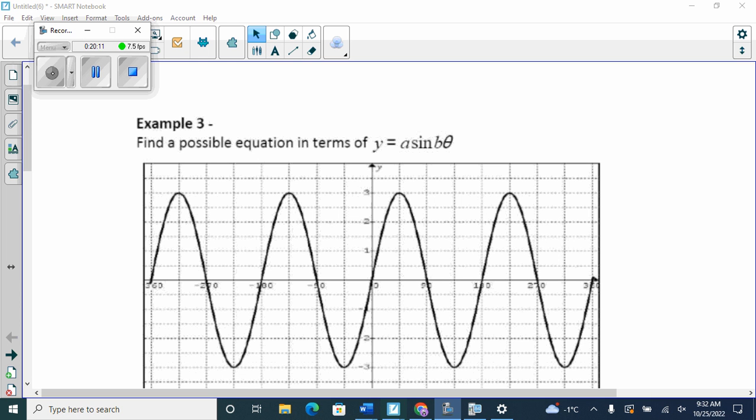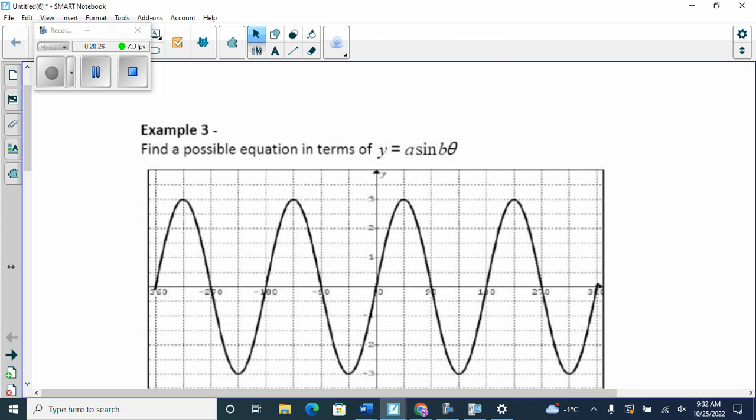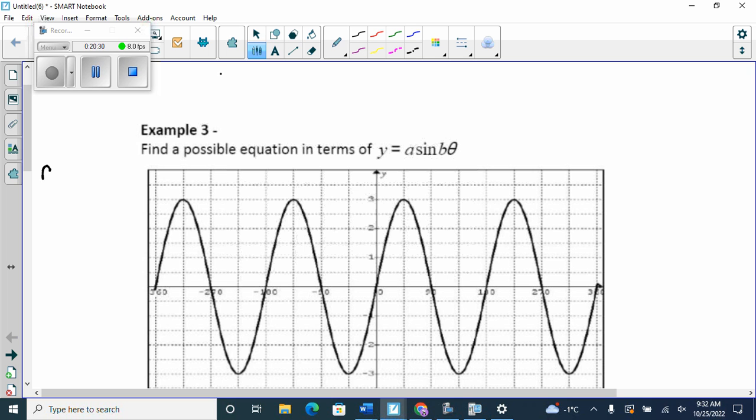Start where we're at. So, amplitude. You can either count the min to the max and divide by 2. So if I go from negative 3 to 3, that's a distance of 6. So my amplitude would be 6 divided by 2, which is 3.